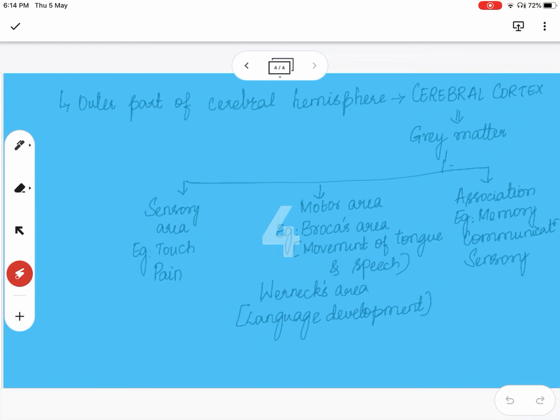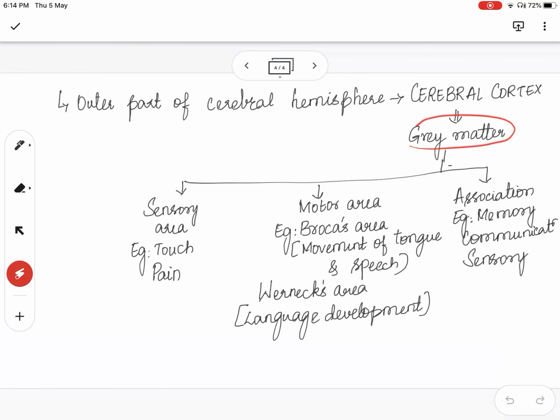What is it referred to as? It is referred to as gray matter because of its grayish appearance. So hence you call the cerebral cortex gray matter. Okay. Then this cerebral cortex has three types of functional area. How many types of functional area? Three types. That is sensory area, motor area, and association area.